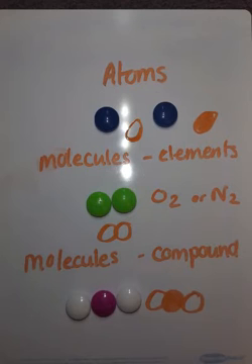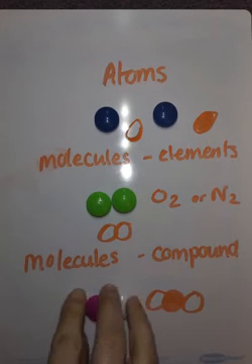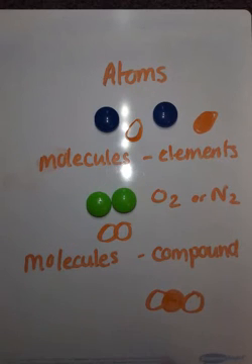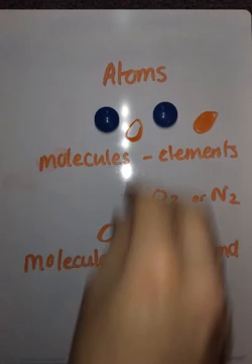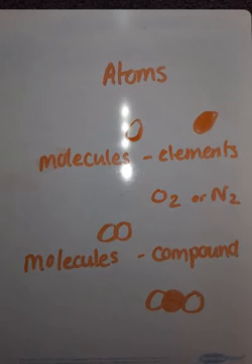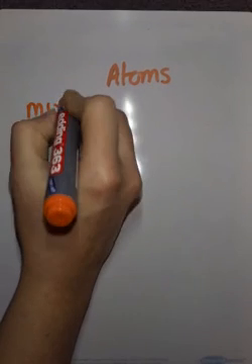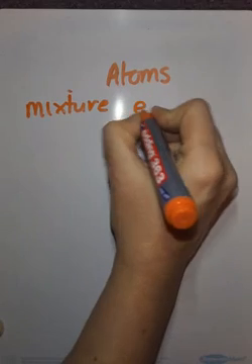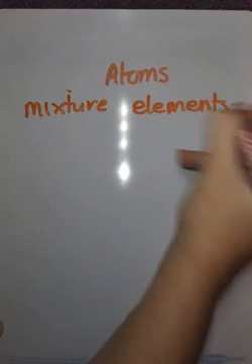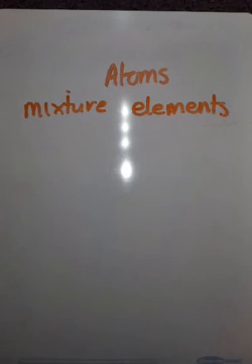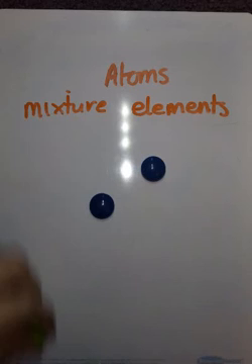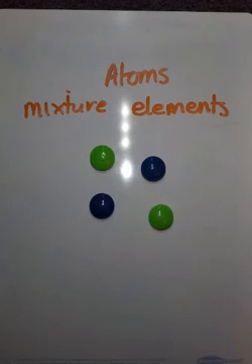The very last thing that you might have to look at is a mixture. Now mixtures are when you've got more than one element but they're not necessarily chemically combined. So at the top here we could have a mixture of elements. So if we're going to have a mixture of elements, we could have a couple of those, a couple of these. That would be a mixture of elements.